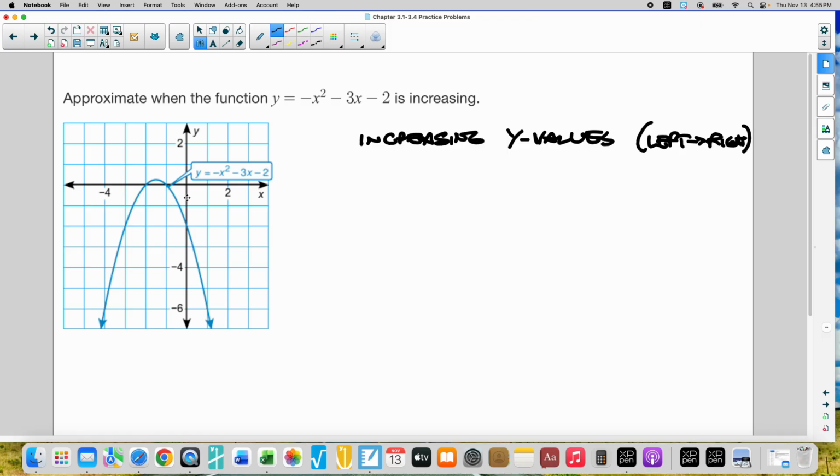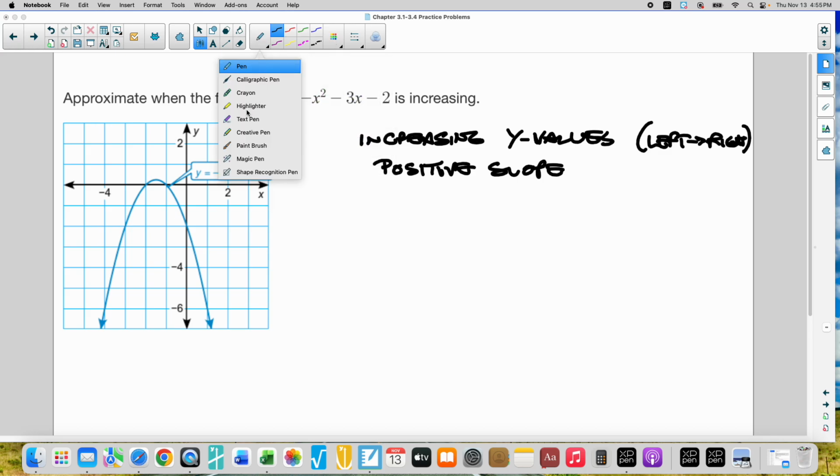So moving left to right, when are my y values moving up? And we call that a positive slope. So when is there a positive slope? It's moving up in a positive slope. It's increasing all the way from infinity down there all the way to this point right here.